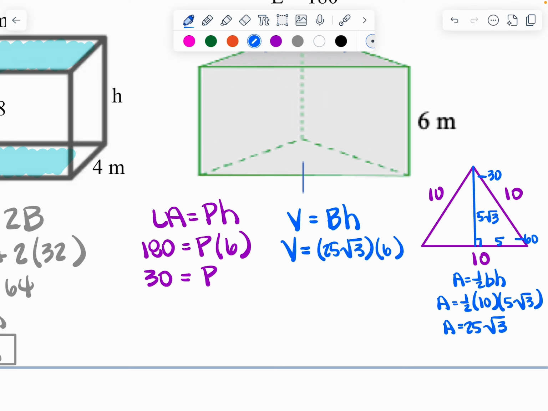So I'm going to take that. I'm going to go back up here, 25 root 3. And of course, the height of the prism is 6. So that means our volume is 150 root 3 cubic meters.